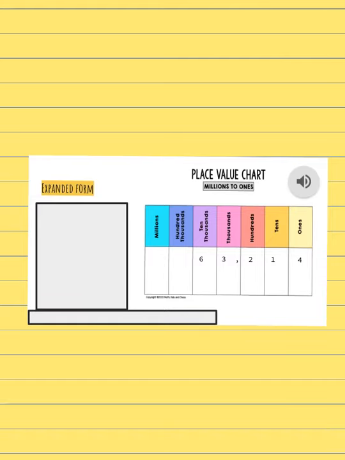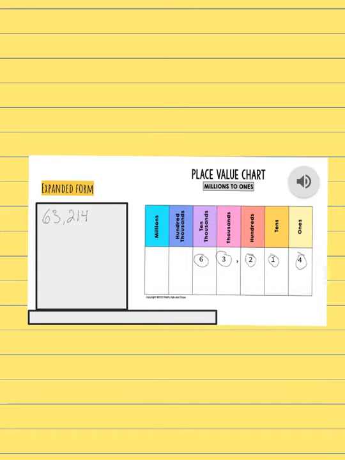We have the number 63,214, and we're going to put it into our place value chart. So first you've got the 4 that goes in the ones place, the 1 in the tens place, the 2 in the hundreds, 3 in the thousands, and 6 in the 10,000s. So write that into your own place value chart. And then we're going to add what this means in expanded form over here on the side.